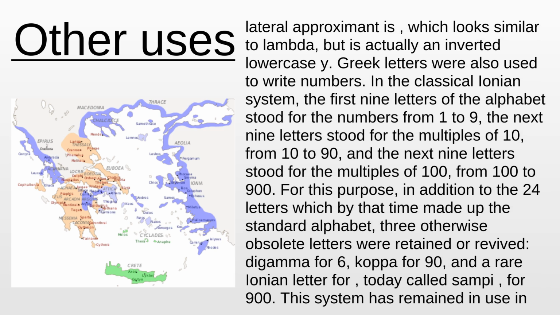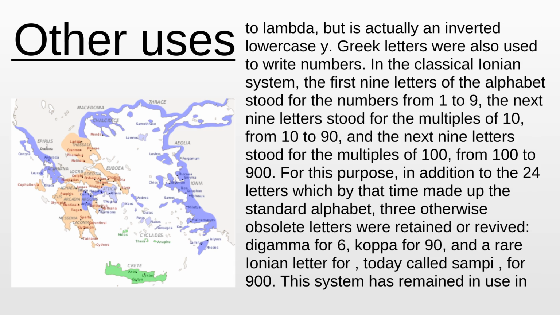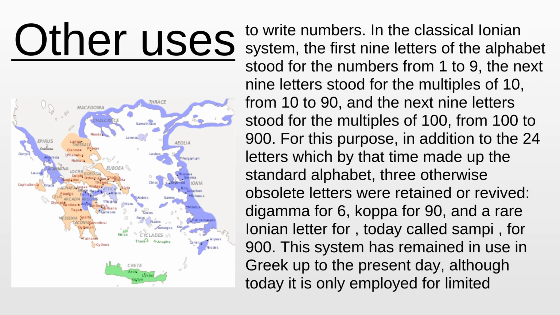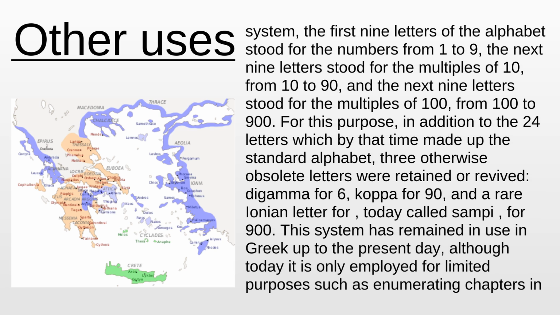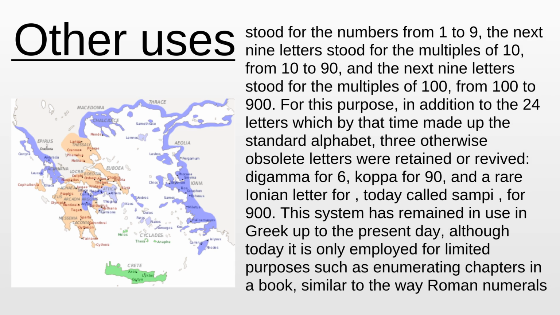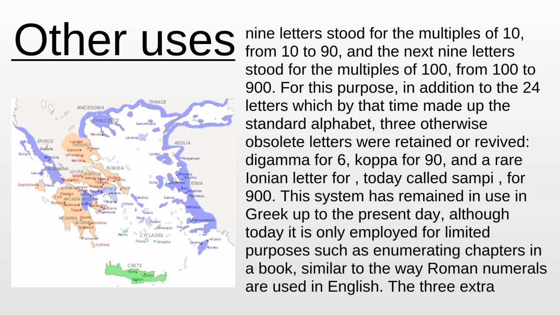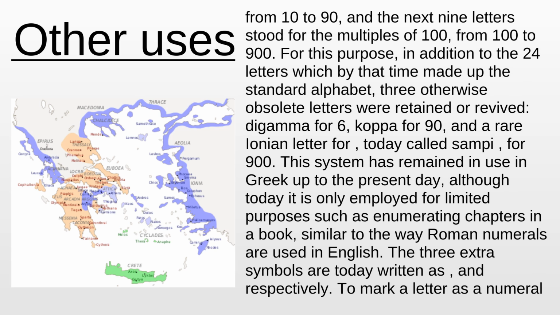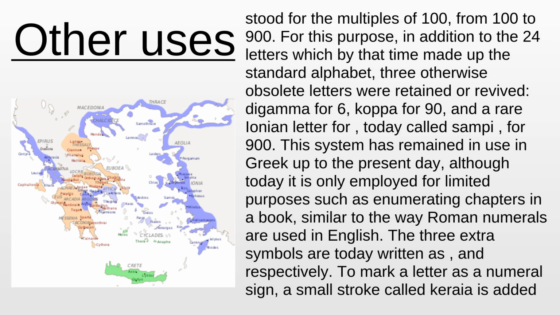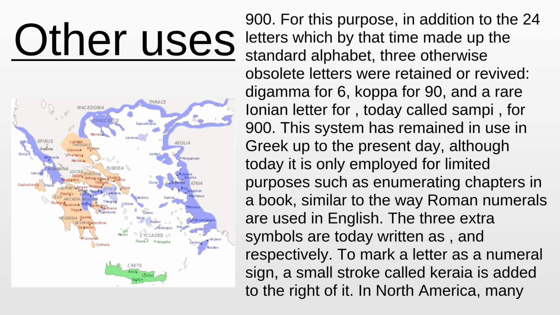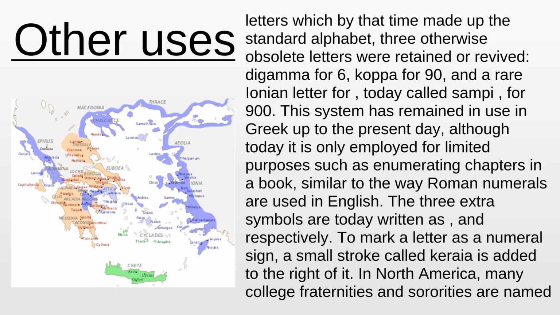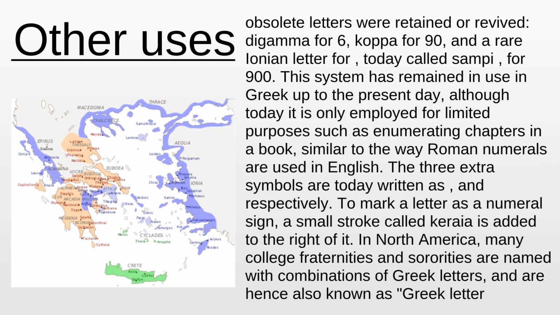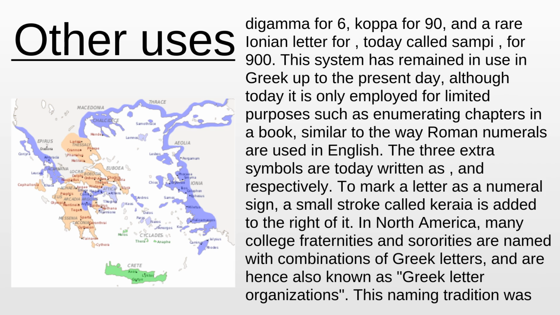Greek letters were also used to write numbers. In the classical Ionian system, the first 9 letters of the alphabet stood for the numbers from 1 to 9. The next 9 letters stood for the multiples of 10, from 10 to 90, and the next 9 letters stood for the multiples of 100, from 100 to 900. For this purpose, in addition to the 24 letters which by that time made up the standard alphabet, 3 otherwise obsolete letters were retained or revived: digamma for 6, koppa for 90, and a rare Ionian letter, today called sampi, for 900.